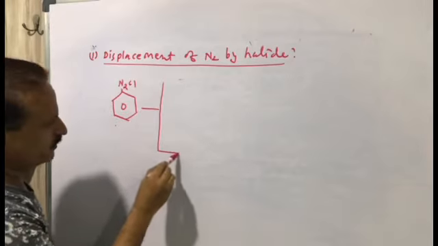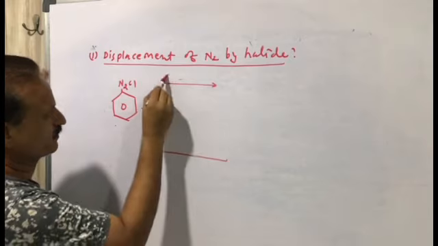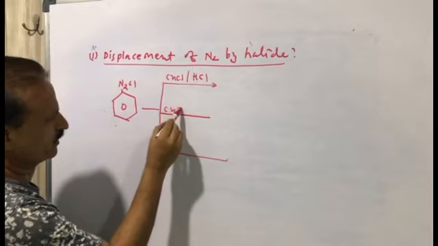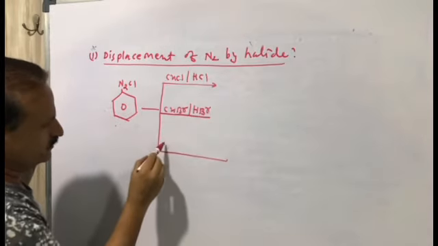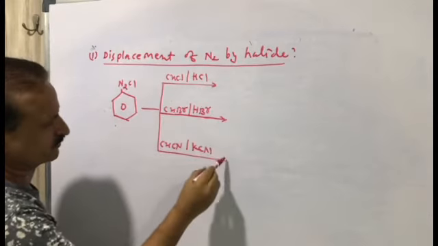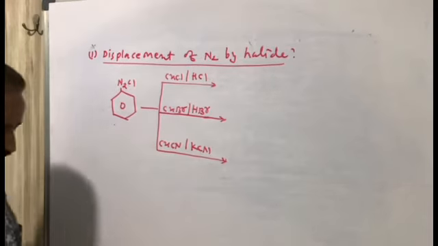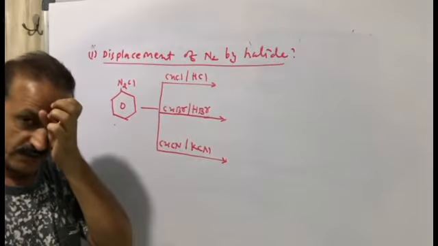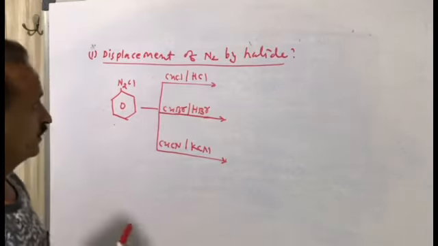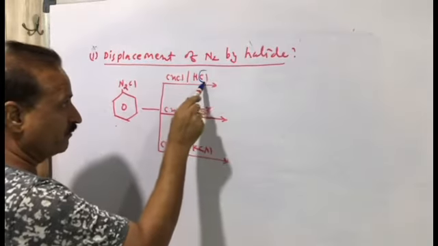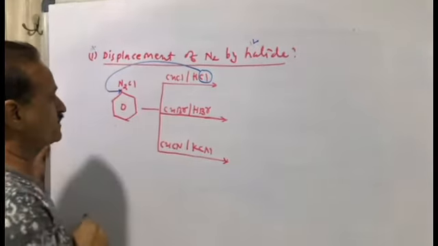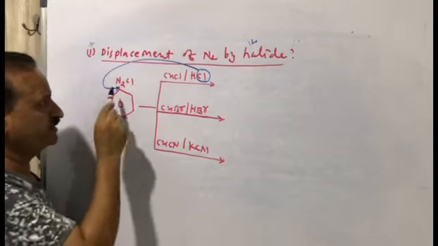We are having cuprous chloride, CuCl in HCl, CuBr in HBr, CuCN in KCN. There are 3 reactions given in your book. Now how the reaction is done, how displacement of dinitrogen is done. Let's see. What will happen is this Cl halogen will displace N2 and Cl.